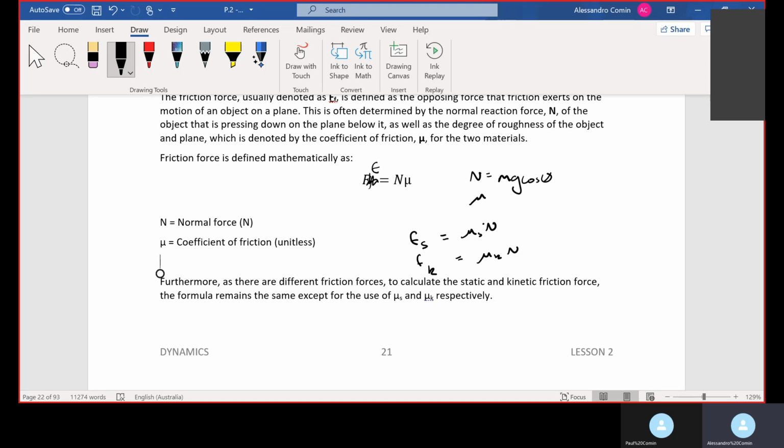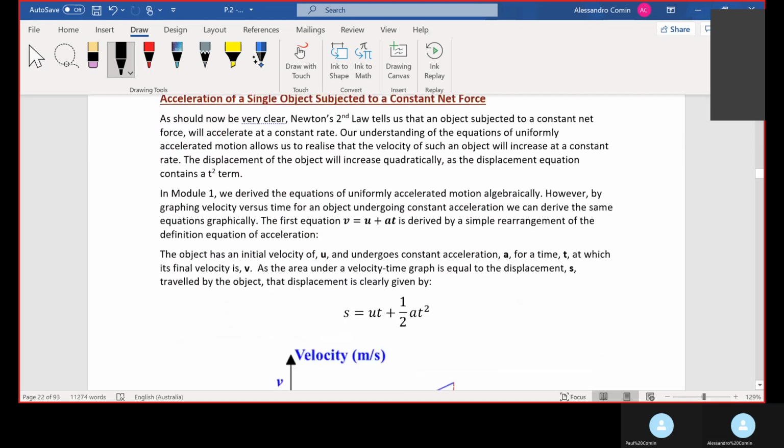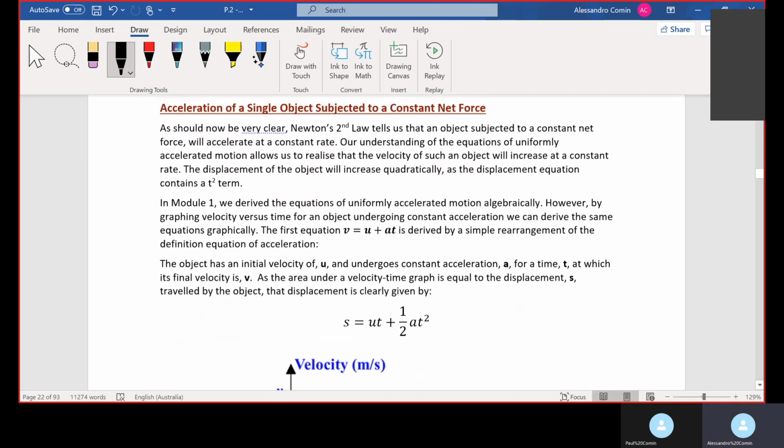Now, you'll never have to remember what mu s and mu k are for different surfaces. There's no point. They'll either give it to you or you have to solve it. There's no constants that you have to remember. Oh, yes, I forgot this was here.